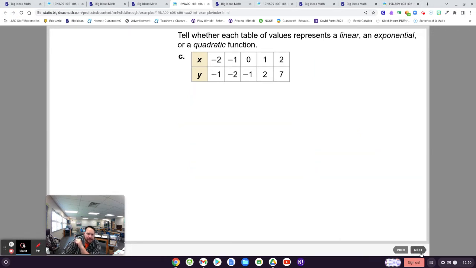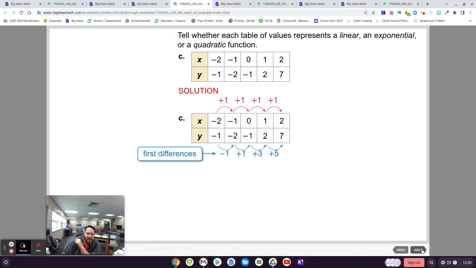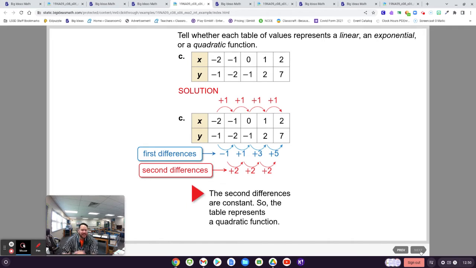And then for c, again, it's the same common difference for x. It's going up by 1s every time. But you'll notice there's no set common difference for y. It's going down 1 and then up 1 and then up 3 and then up 5. However, if you do what's called the second difference, how is that difference changing? You'll see the second difference is constant. The second difference is going up by 2 every time. This indicates that this is a quadratic relationship. So that's what a second difference is. This is a great one to add to your notes as an example for what a quadratic looks like on a table. Go ahead and do that right now.